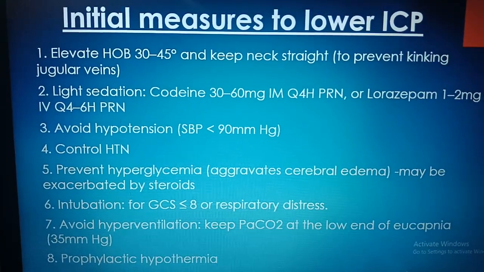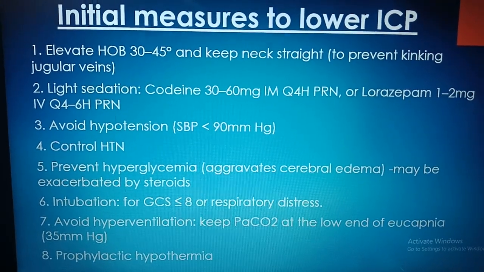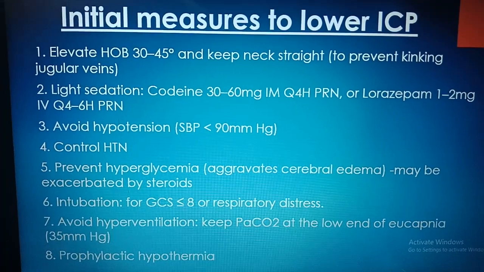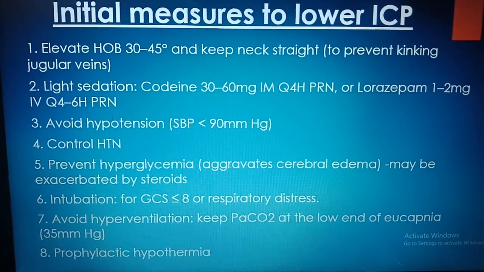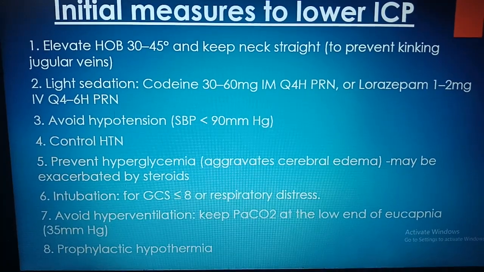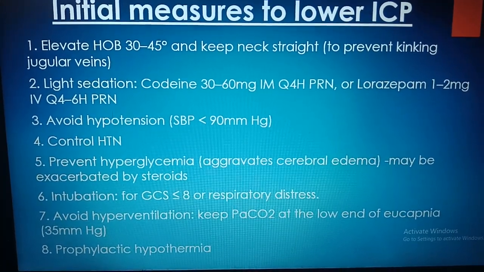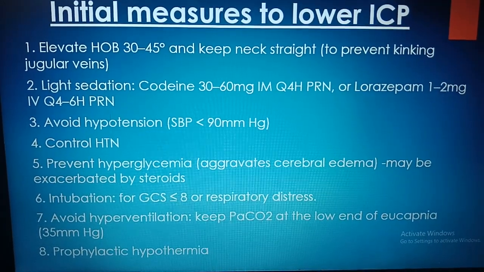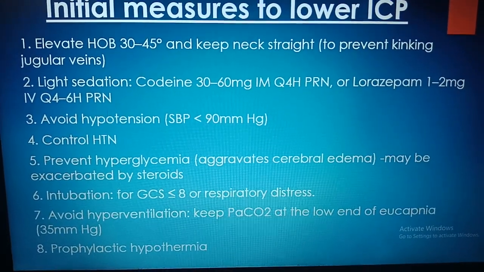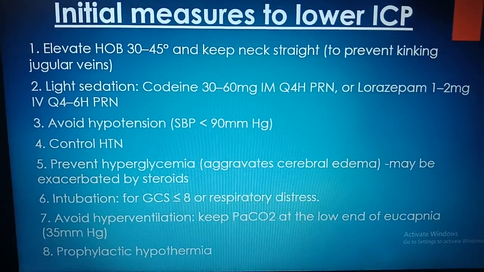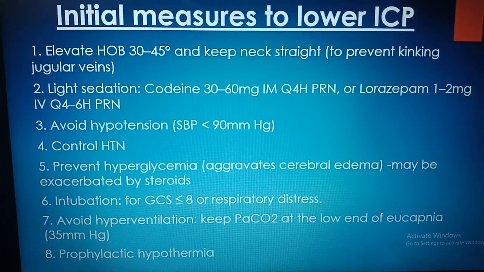Now the initial measures to lower ICP are very simple. We all know it, that we have to elevate the head of bed around 30 to 45 degrees, and we have to keep the neck straight. Now why are we keeping the neck straight? So as to prevent kinking of the jugular veins. And what will happen if the jugular veins kink? It will increase the jugular venous pressure, and it will make it difficult for the jugular veins to drain, raising ICP even further. So this is what we do.